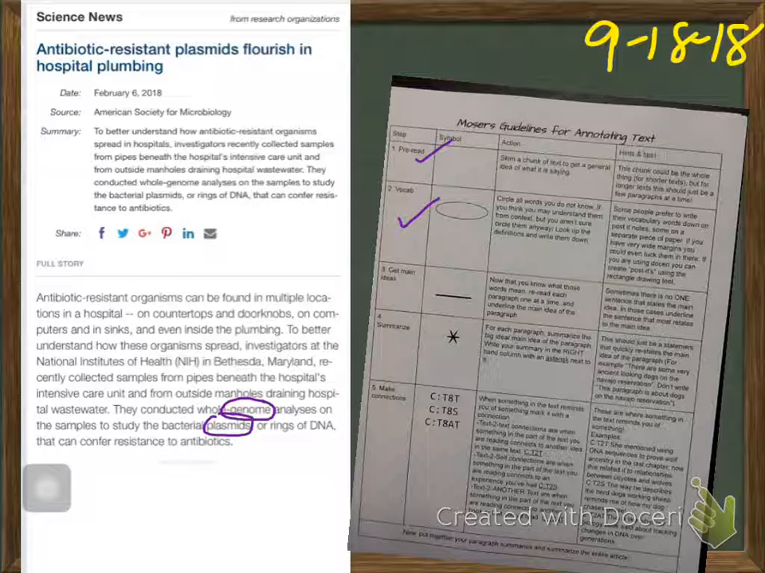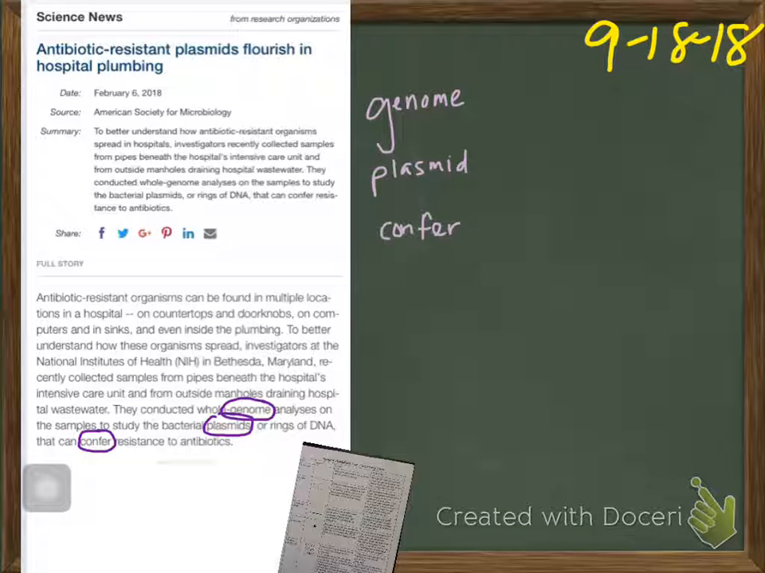Plasmids. Confer. Okay, those are the three that I'm definitely going to want to look up. I've listed over on the side the words that I'm going to look up, and I'm literally going to go to a dictionary now.